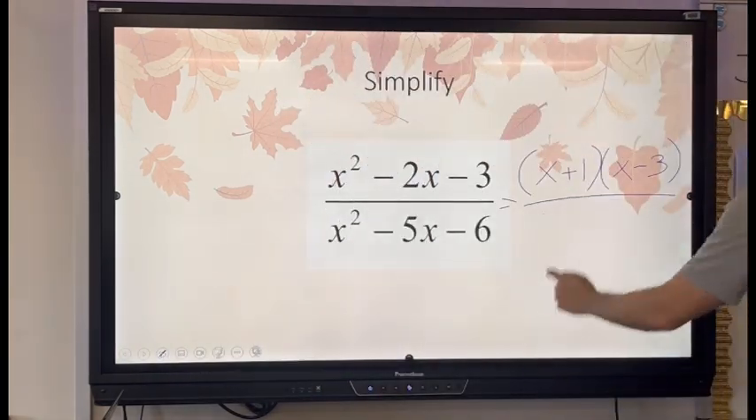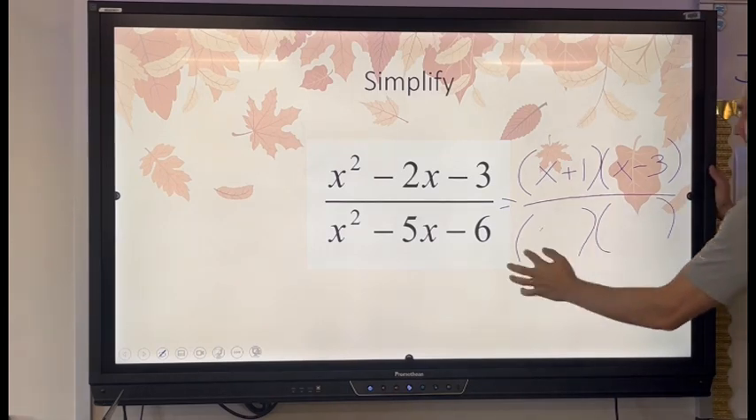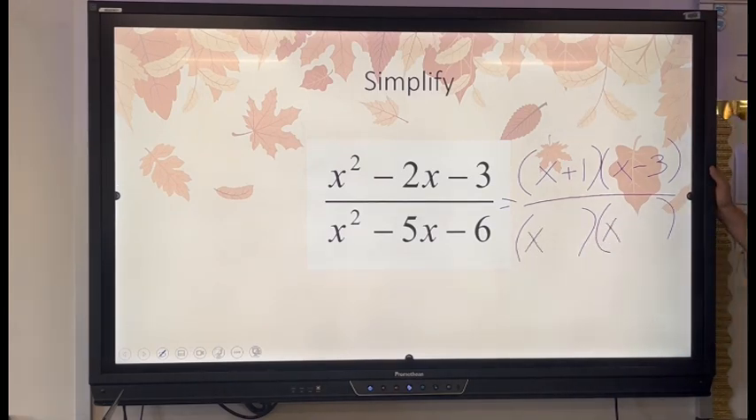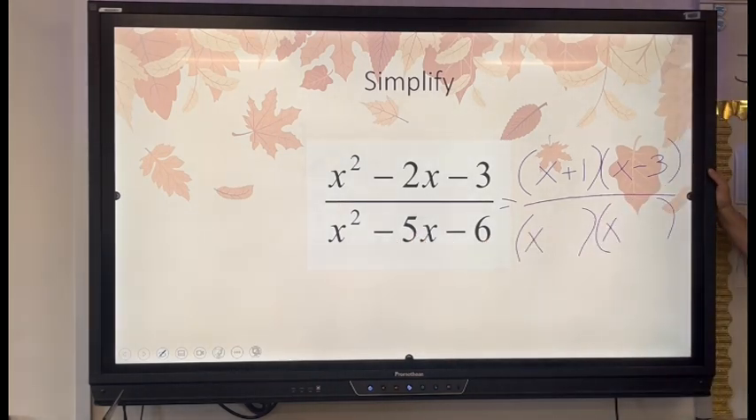So that takes care of the top. Now let me factor the bottom and see how things work out from there. So x, I'm looking for two numbers that multiply to a negative 6 and add to a negative 5. 6 and 1, yeah. 2 and 3 also works. Which one is it? 2 and 3. Only one of these is going to give you the negative 5 in the middle.